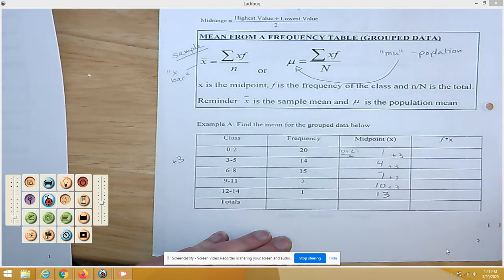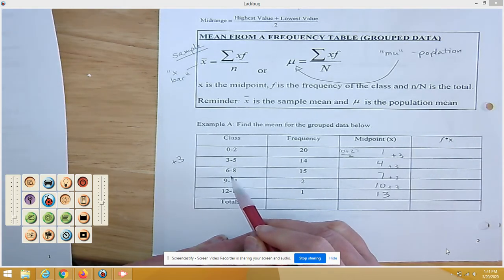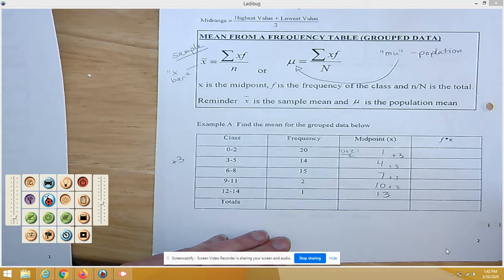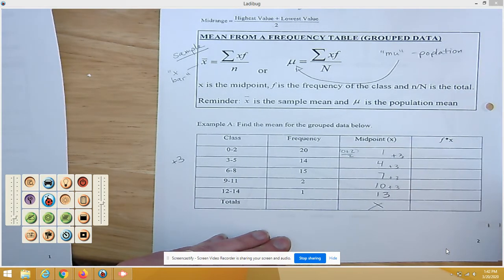And then I always just like to check for reasonability. So 4 is the middle, 7 is the middle, 10 and 13 are all the middle. We are not going to complete a total for midpoint because that just doesn't make sense intuitively.